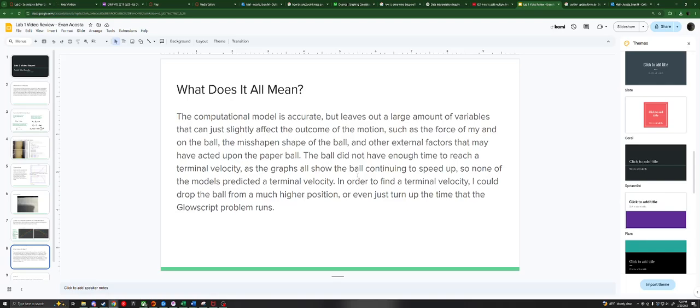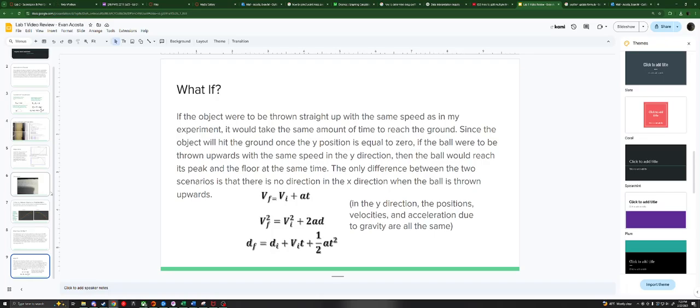All the graphs show the ball continuing to speed up in the negative y direction. So obviously none of the models were able to predict a terminal velocity. In order to find one or create an experiment where I could find one, I could drop the ball from a higher location such that it had enough time to reach the terminal velocity. I could also just turn up the time in the GlowScript program or the GlowScript computation model.